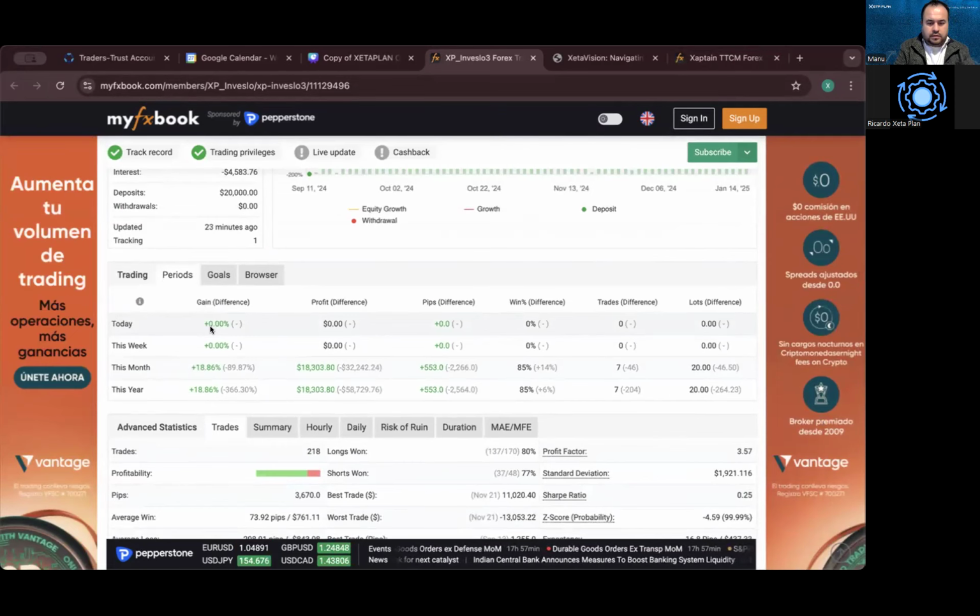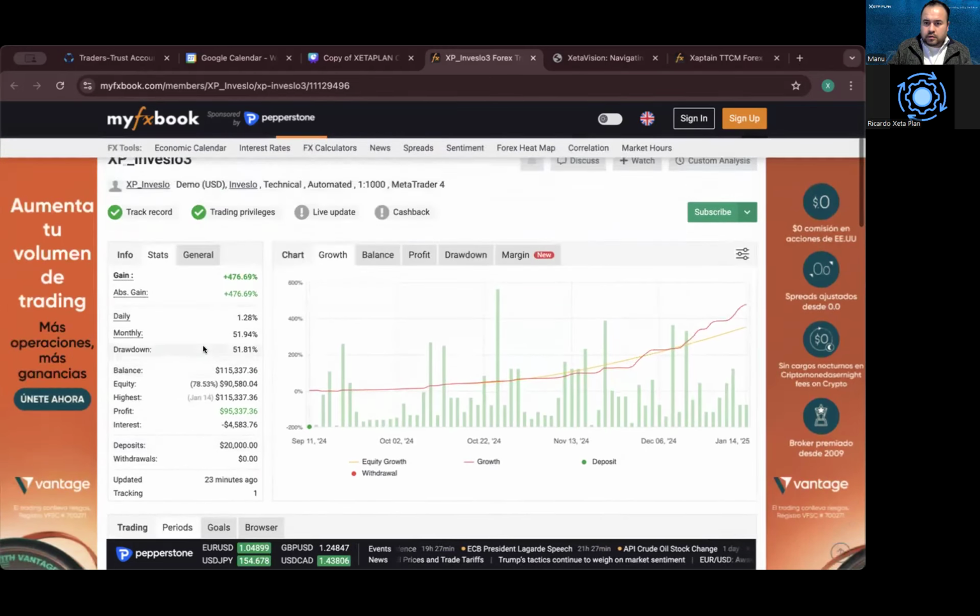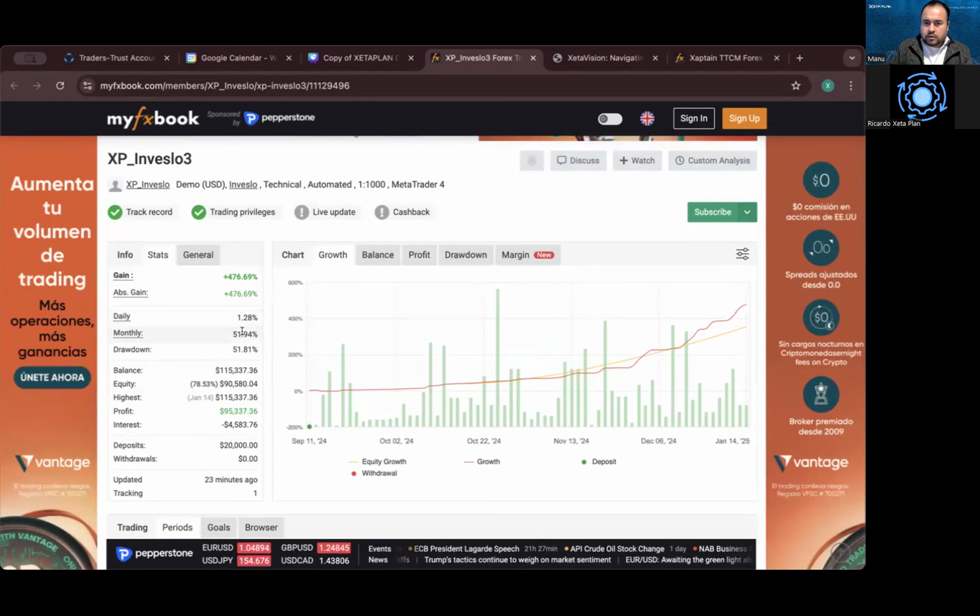It's not a day. Although we do try to have the system trade daily, sometimes, depending on the status of the account, whether there's open positions, how much liquidity is available, how much equity is available, some days there will be no operation. And as you can see, this week there hasn't been any operation on this account. But check this out. The last 30 days, 51.94%.